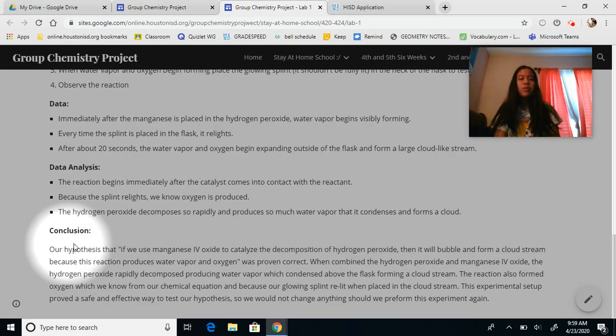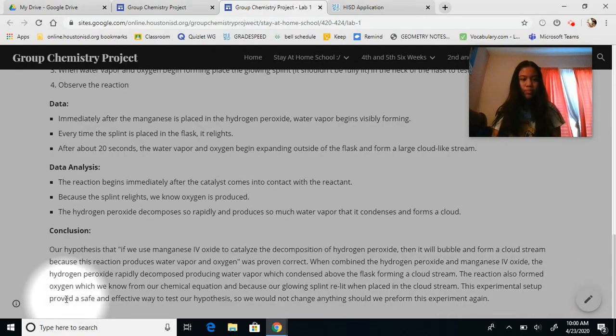Our conclusion is that our hypothesis, that if we use magnesium oxide to catalyze the decomposition of hydrogen peroxide, then it will bubble and form a cloud of steam because the reaction produces water vapor and oxygen, was proven correct. When combined, the hydrogen peroxide and manganese oxide rapidly decomposed, producing water vapor, which condenses above the flask, forming a cloud of steam. The reaction also formed oxygen, as we know from our chemical equation, because a glowing splint relit when placed into the cloud of steam.